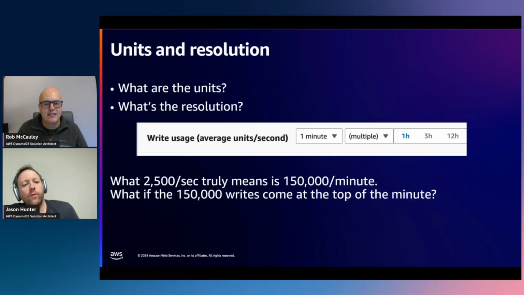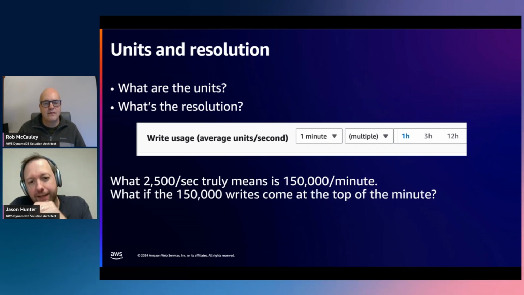And that's exactly it. What the 2,500 per second really means is that there are 150,000 during that minute, which will display as 2,500. But what if the 150,000 all came at the top of the minute? Which is actually what the problem was. It was so weird because it looks just fine. And you imagine, oh, well, normally data's smooth throughout the second or the minute. But no, at the top of every minute, they did 150,000 and they got throttles. And why did they get throttles? Because the table is provisioned at 30,000 and 150,000 is much bigger than 30,000.